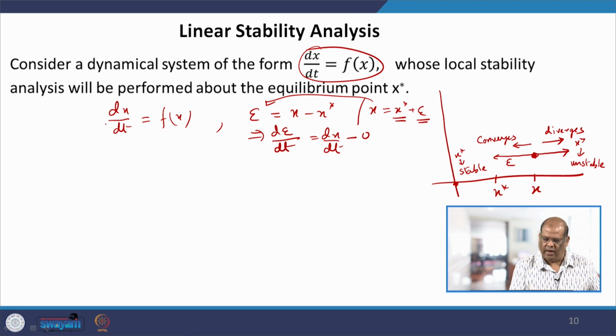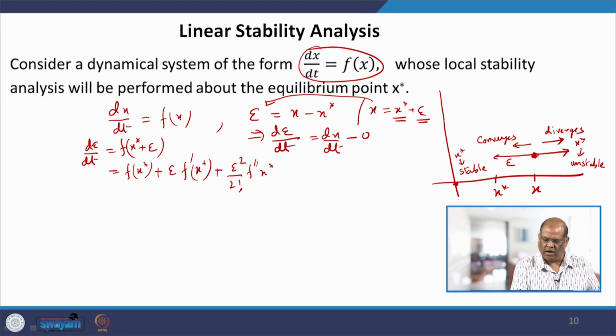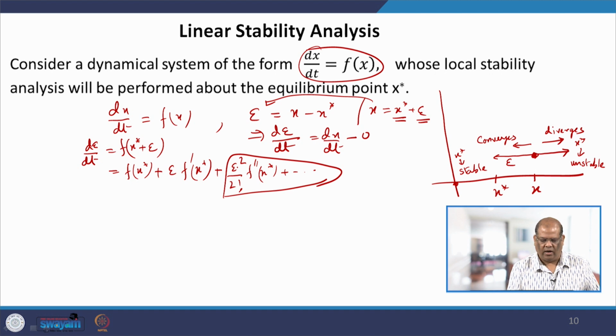So, now I substitute back here: dx/dt is replaced by d epsilon/dt, f(x) is replaced by f of x star plus epsilon, and I will be using the Taylor series expansion here. So, this will be equal to f(x star) plus epsilon f dash x star plus epsilon square by 2 factorial f double dash x star, and so on. Since we are doing the linear stability analysis, we will ignore epsilon square and higher order terms.